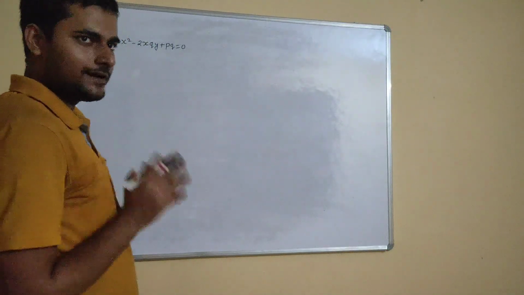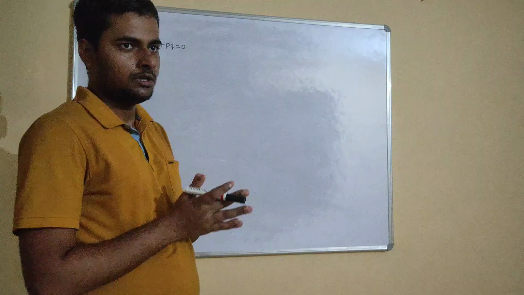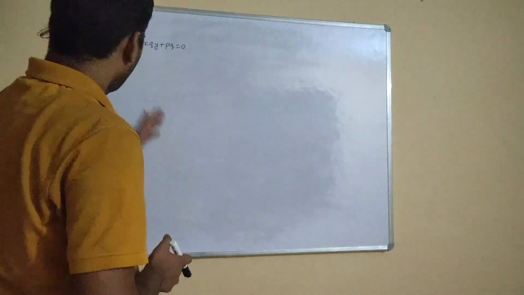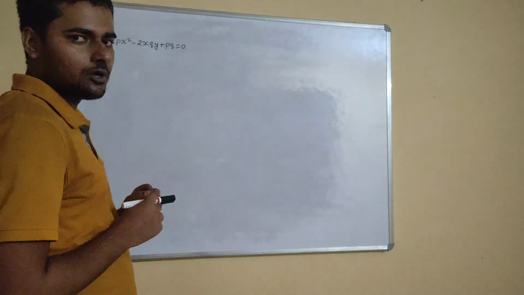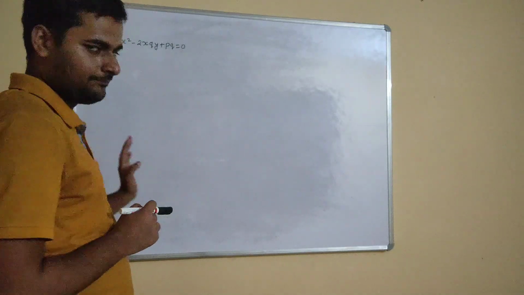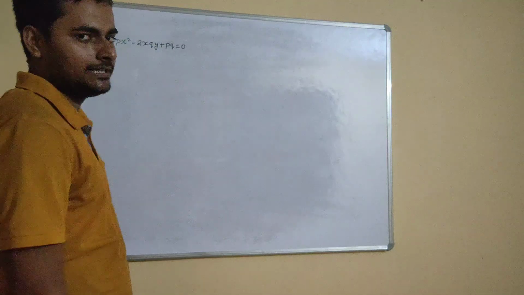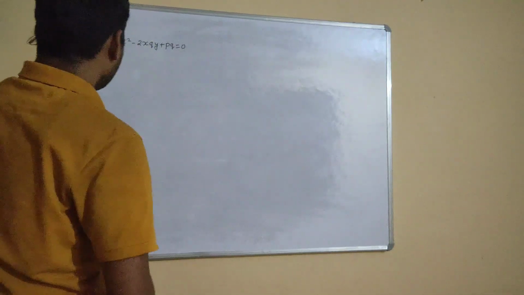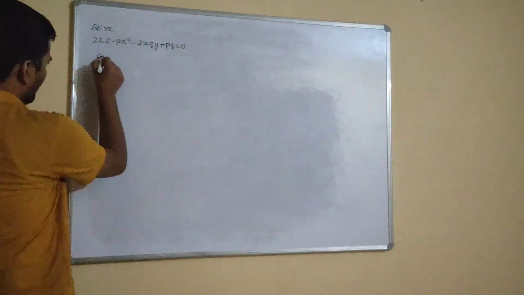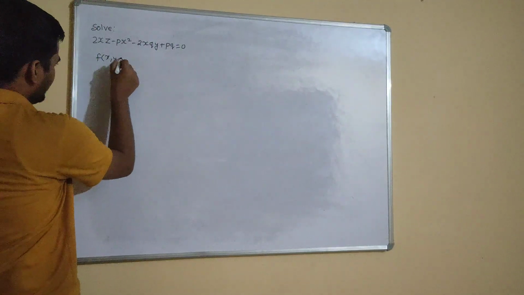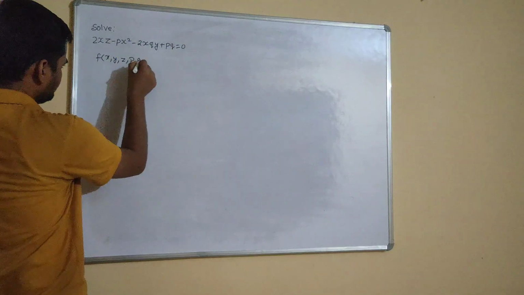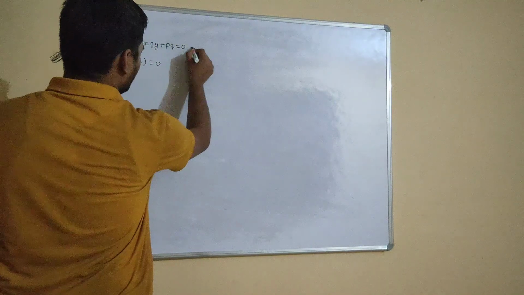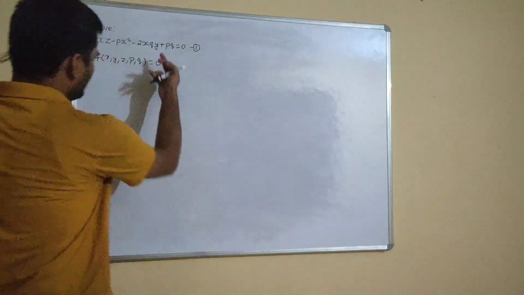So what is the first step in Charpit's method? To bring everything to the left hand side. As you can see, this question is already in the standard format. Everything is on the left hand side, and whatever is on the left hand side is a function of x, y, z, p, q equals 0. You can assume this as equation number 1, and it is of this form.